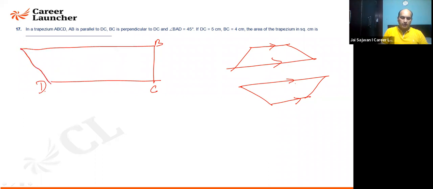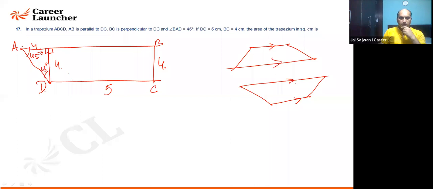So I'll say now it is looking like 45 degree. This is ABCD. BAD is 45 degree, DC is 5, BC is 4, and the area of trapezium in square unit. I can drop a perpendicular to this one. I hope you can understand that. This is 90 degree, this is 90 degree, because it is going outside. So I can say this is also 45 degree. I know this is 4. Now find the area of trapezium that is given here. Can I say this is 4? So this will be also 4.